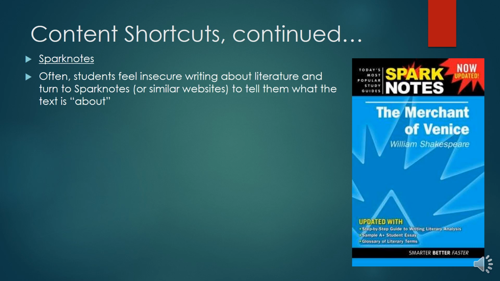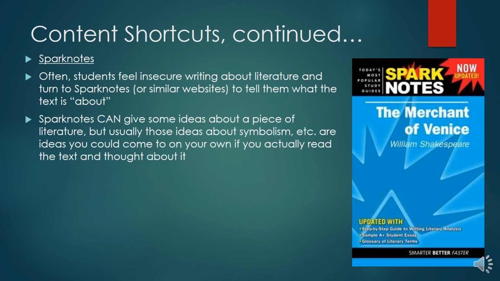There's lots of different ones like these to tell students what the text is, quote, about. You know, if you read something and think, I have no idea what is the point of this, a lot of times students will turn to Sparknotes. And Sparknotes can give some ideas about a piece of literature. That's true. But usually those ideas, often about things like symbolism, are ideas that you could come to on your own if you actually read the text and thought about it.